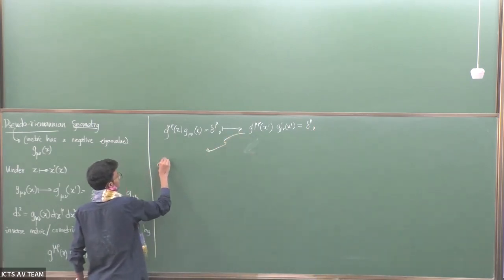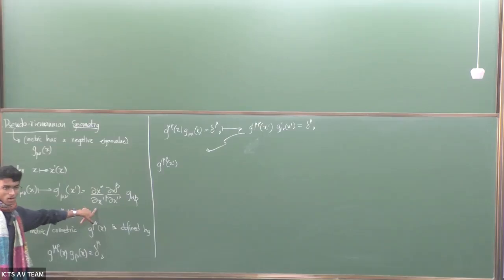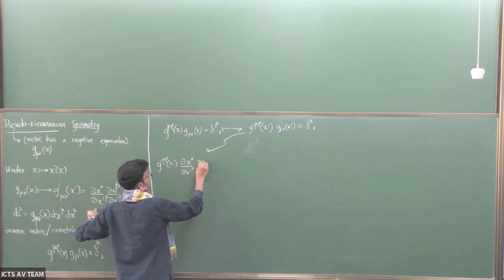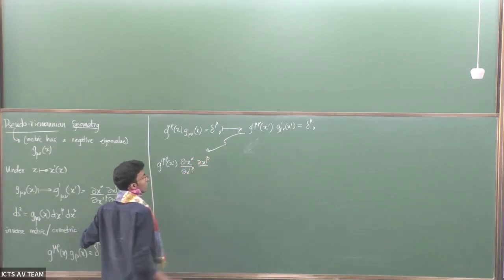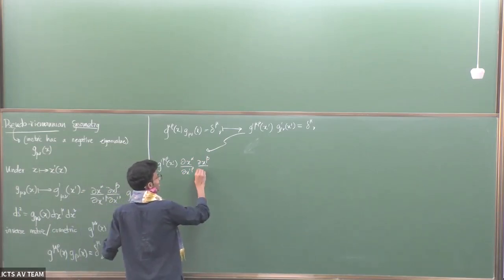G prime mu rho of X prime. And then that bit I know from the invariance of the line element, I know how the metric transforms. So let me write that down: partial X prime alpha over partial X prime rho, partial X beta. Also, while I'm writing these expressions, you should check, because I'm this close to the board, I might make mistakes.